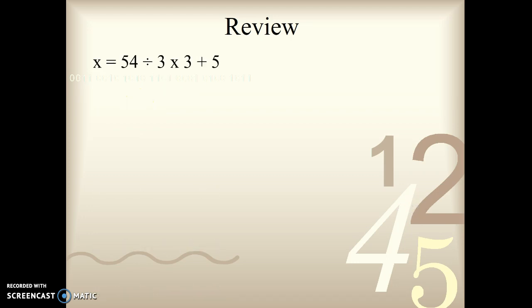Next one, 54 divided by 3 times 3 plus 5. No parentheses or exponents, but we have division and multiplication. So we're going to work from left to right. So first we'll do 54 divided by 3, which is 18. Now we have 18 times 3 plus 5. Next we'll do 18 times 3, which is 54, plus 5. And our answer is 59.